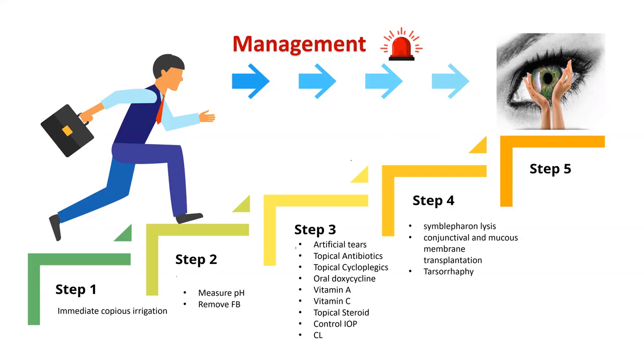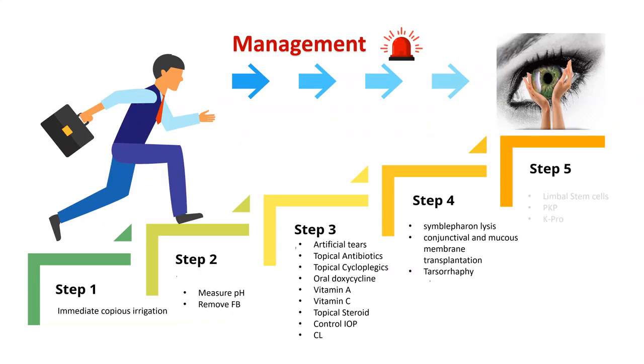So we can go for surgery to do symblepharon lysis, or if there is an absence of conjunctival tissue, we can do conjunctival transplantation from the other eye, or if it is bilateral, we can do an amniotic membrane graft. Also, we can do tarsorrhaphy if there is a persistent epithelial defect that is not healing. This is for complications.